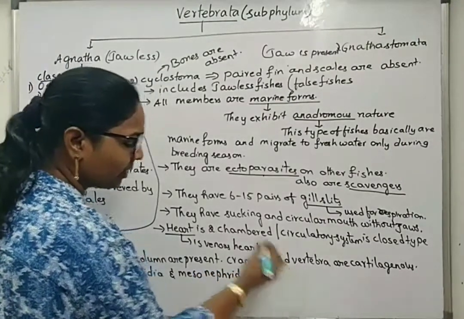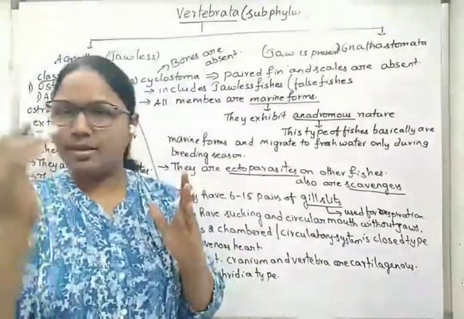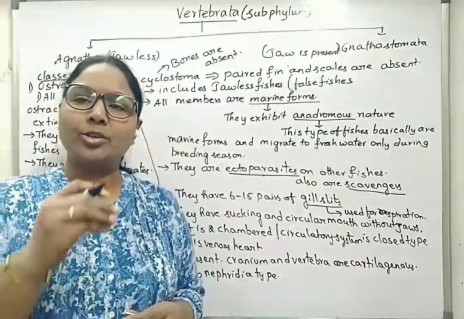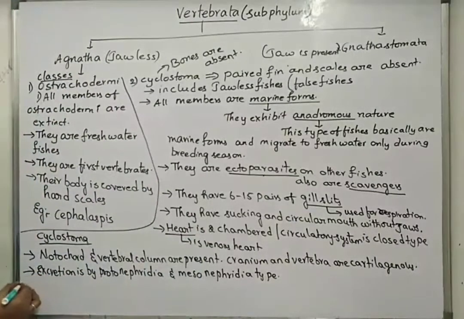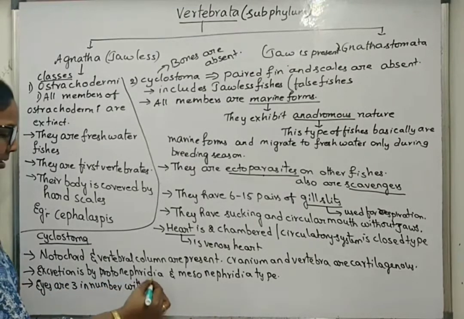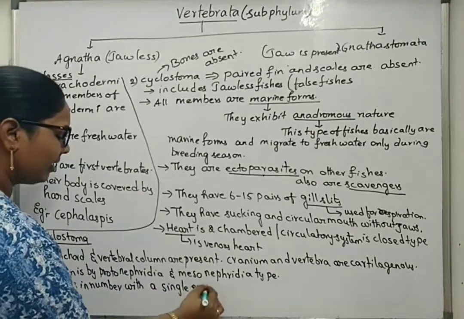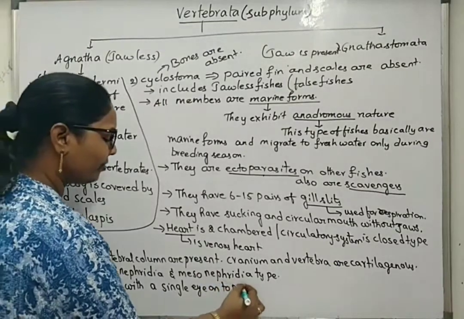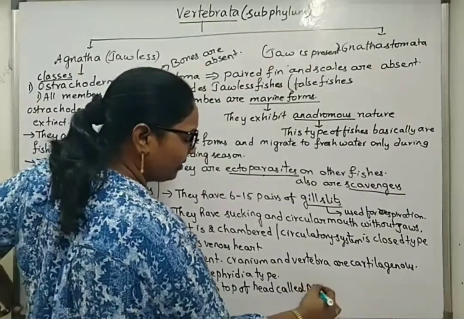Three eyes are present on the head region, two eyes on the lateral side, and one special eye on the upper side, on the topmost part of the head. That eye is called the pineal eye. Eyes are three in number, with a single eye on top of the head called the pineal eye.